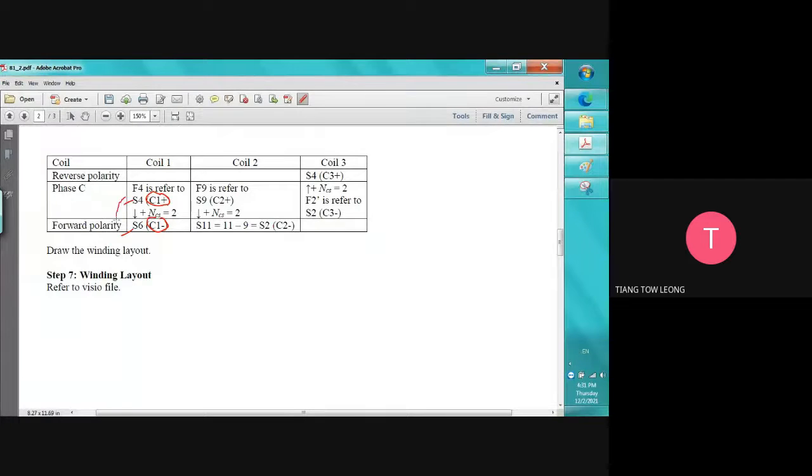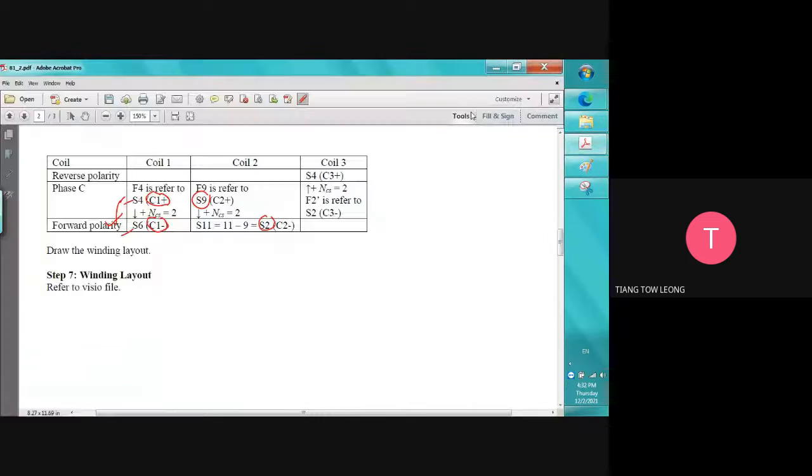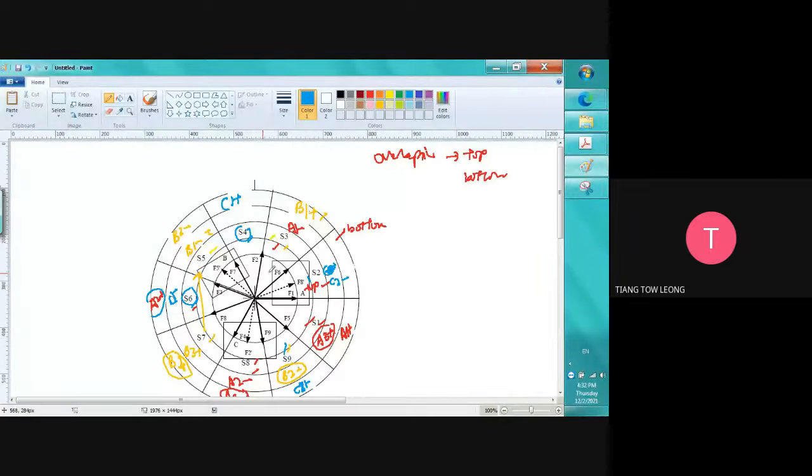Now from 9 to 2. C2 plus, C2 minus, 9 to 2. Have a look. 9 is here to 2. Okay, so 9 is C to 2. Then C2 plus, then this is C2 minus. Okay. The last one, C3 plus to C3 minus is 4 to 2. So 4 to 2. C3 plus, C3 minus. Okay.